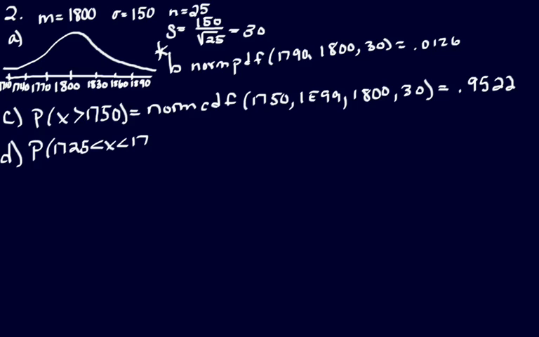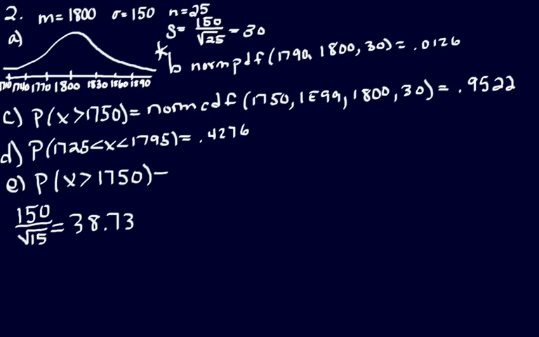Part D is just a between problem. Nothing fancy here. It's just like the problem before. You find the probability where you change the initial value and the ending value, or your lower and your upper limits, and you get 42.4276.